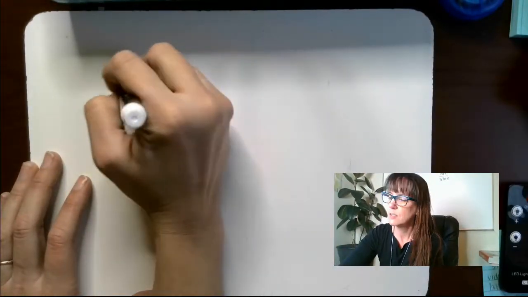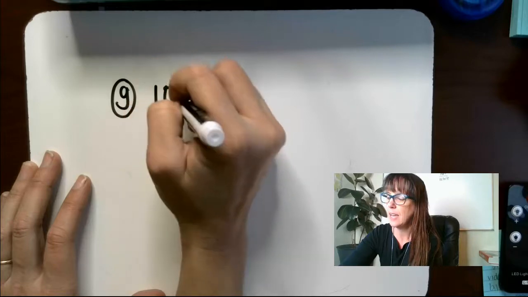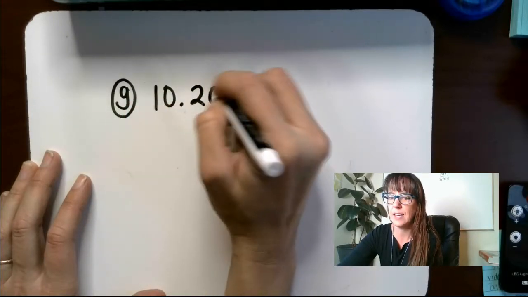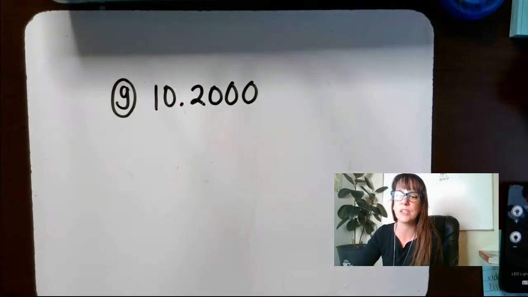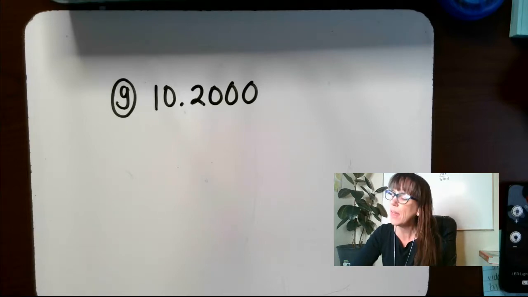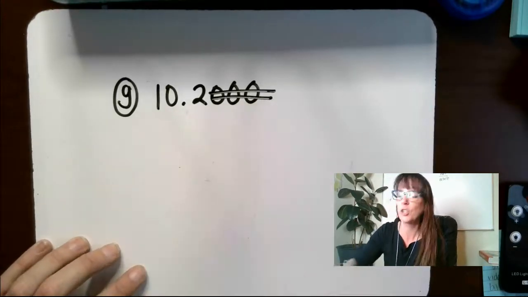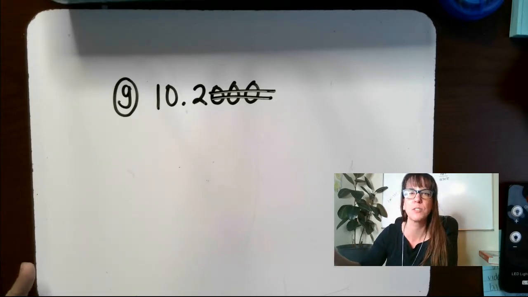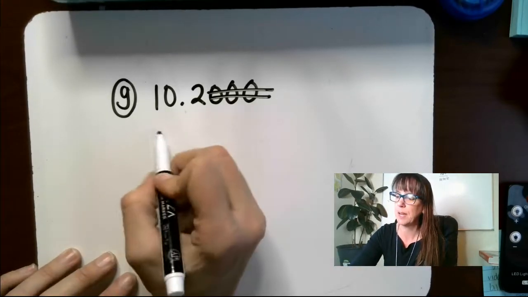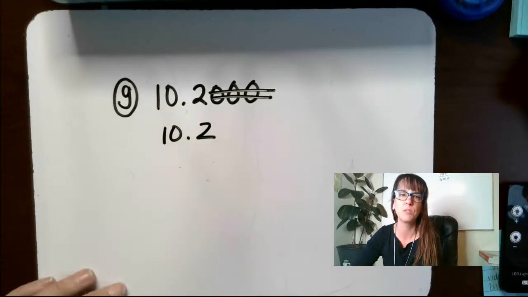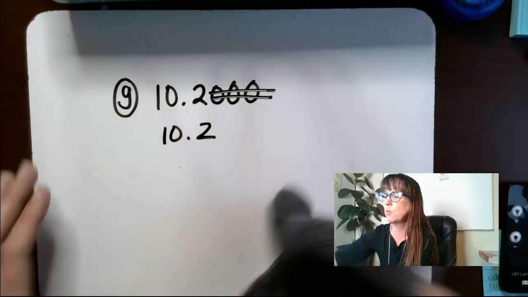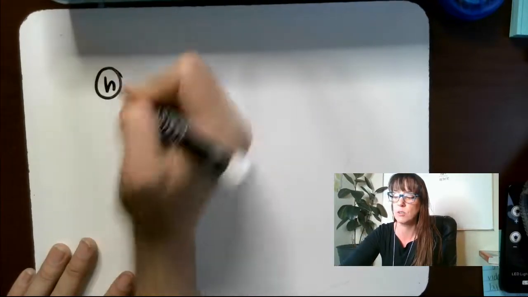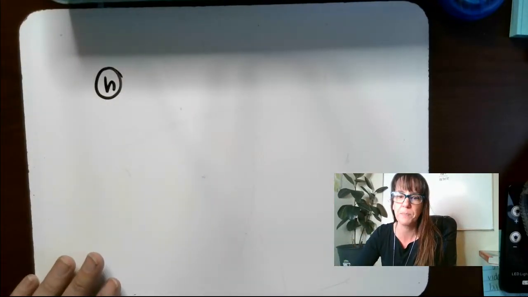G. Simplify 10.20 by removing any extraneous zeros. All that means is these guys are totally not necessary. You don't have to have them. You have to have them when you're comparing decimals, like that's helpful, but you don't have to have them after that. 10.2, it's just 10.2. And in fact, I will start marking things wrong once we get going on these if you have extra zeros, just because I want you to get good habits, right?